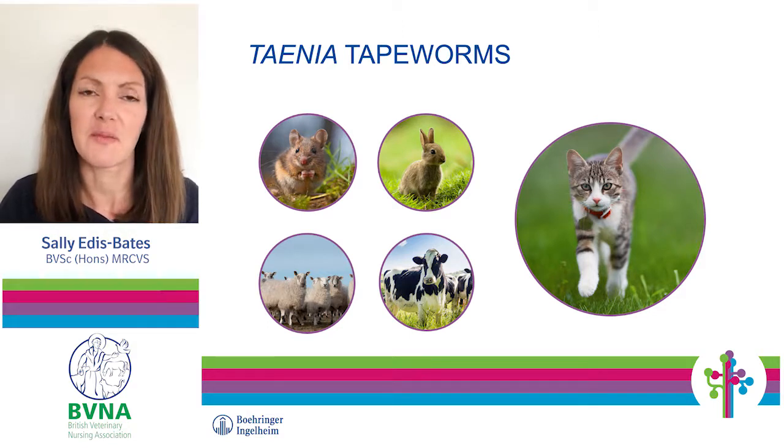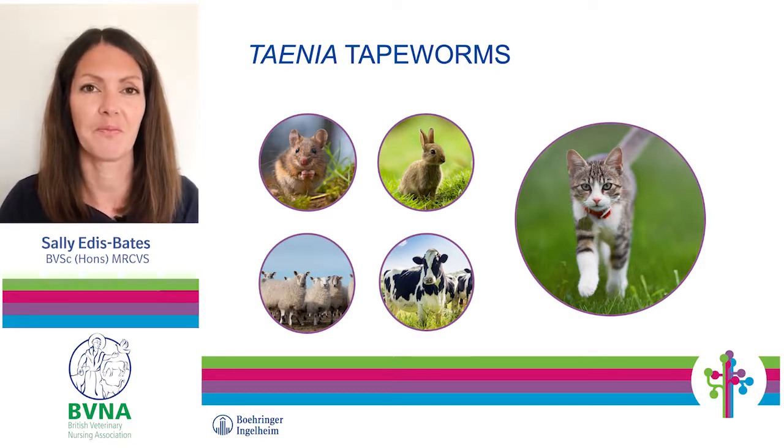Once a cat or dog becomes infected with Taenia, it usually takes about 4 to 10 weeks for them to start shedding proglottids in their faeces. And Taenia tapeworms are the longest tapeworms that we're discussing today. They can grow up to a huge 5 metres long.